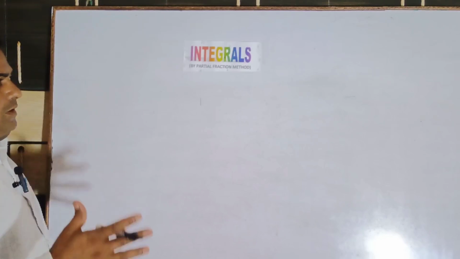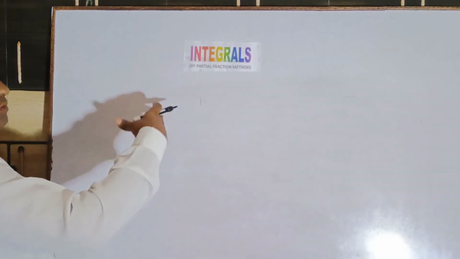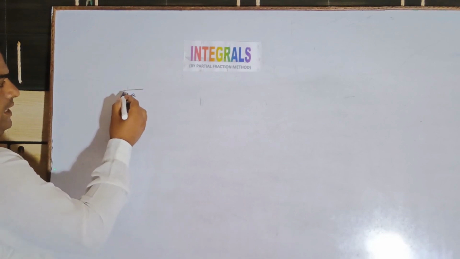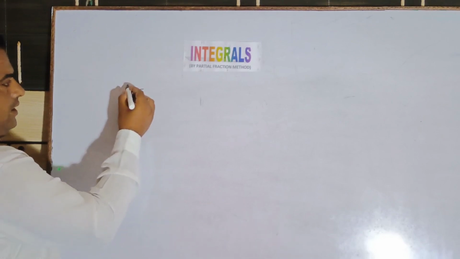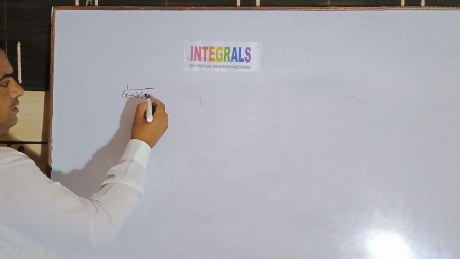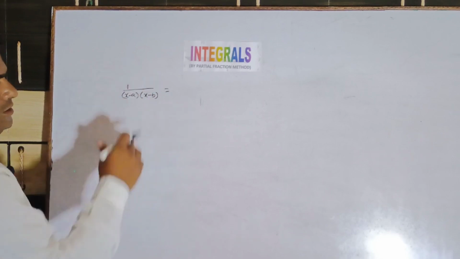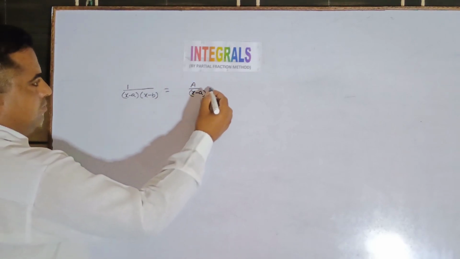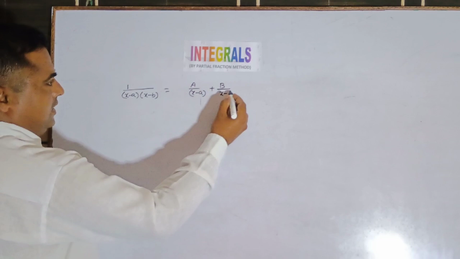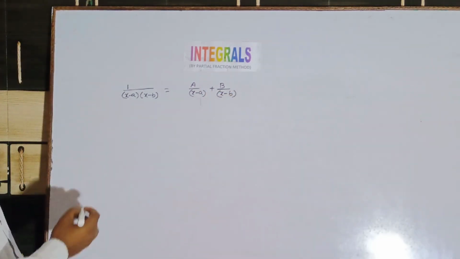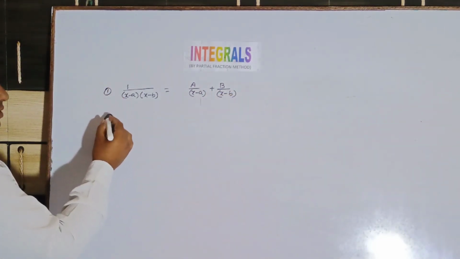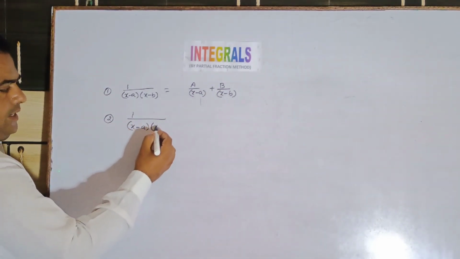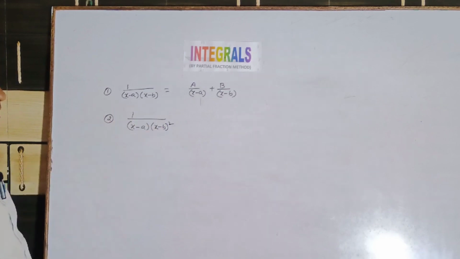Hello students, today we will break fractions into partial fractions. Suppose we have 1 upon (x minus a)(x minus b), correct? So we will break this fraction as A over x minus a plus B upon x minus b, correct? Now number 2, if you have 1 upon x minus a and (x minus b) whole square.